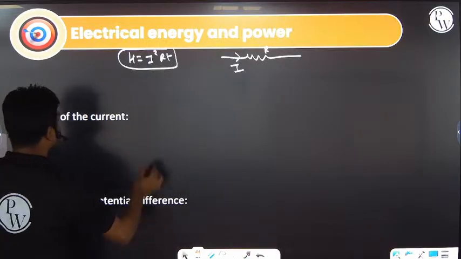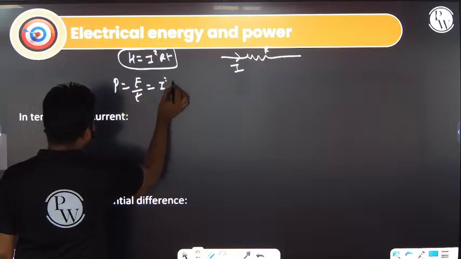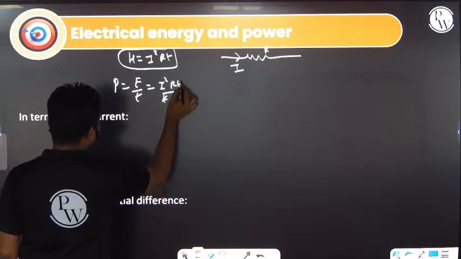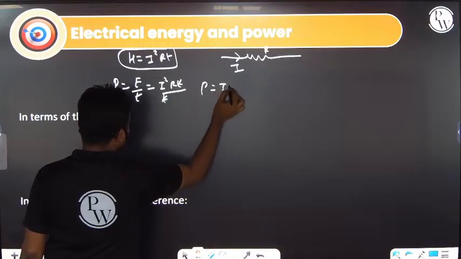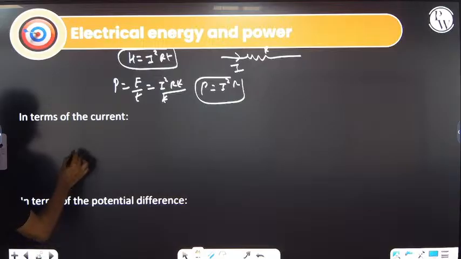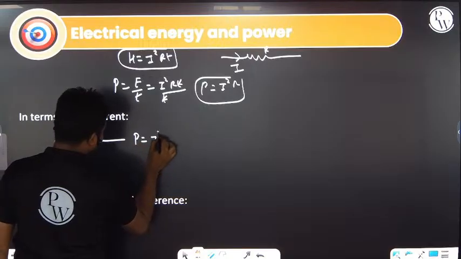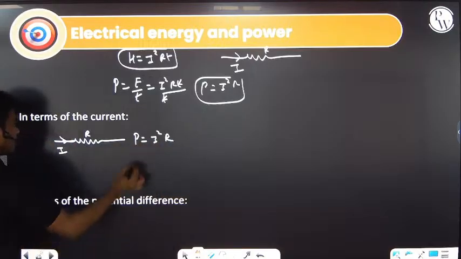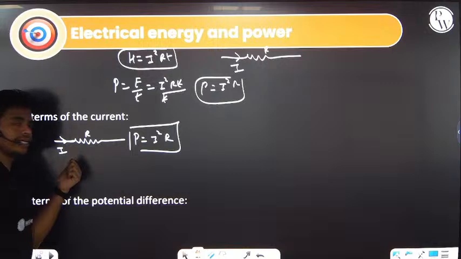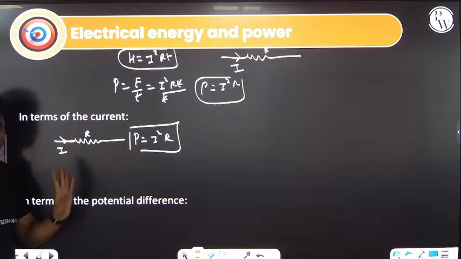And if you talk about the power, what is power? Power is energy divided by time. So I square RT divided by T, T and T cancel. So what is the power? Power is I square into R. So let's discuss this power. If we talk about this resistance over here, the current flowing here is I, resistance is R, then power is defined as I square into R. In terms of the current, the current flowing through the given resistance is I, resistance is R, the power across the resistance is given by I square multiplied by R.